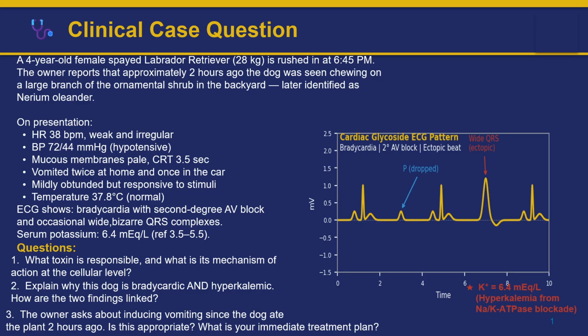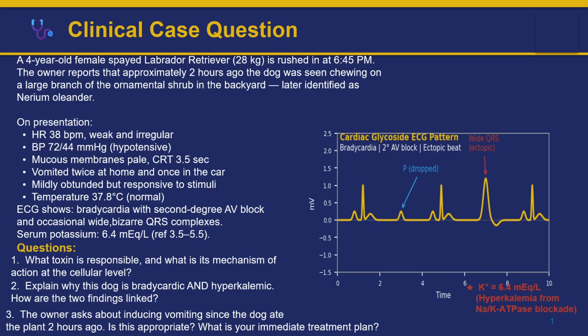4. Treat the arrhythmia. For ventricular ectopy, lidocaine IV is the initial antiarrhythmic of choice. Phenytoin is sometimes used for glycoside-induced arrhythmias as it improves AV conduction. Avoid class 1A antiarrhythmics, quinidine, procainamide. They can worsen glycoside-induced arrhythmias.